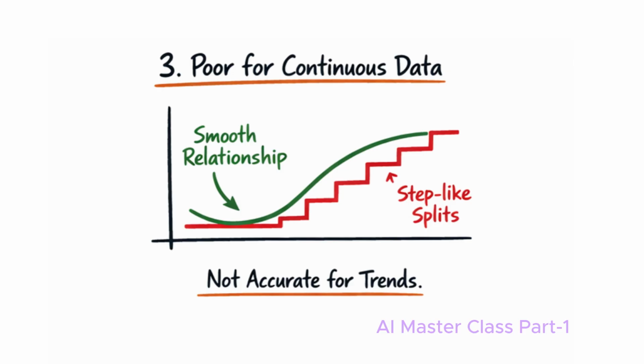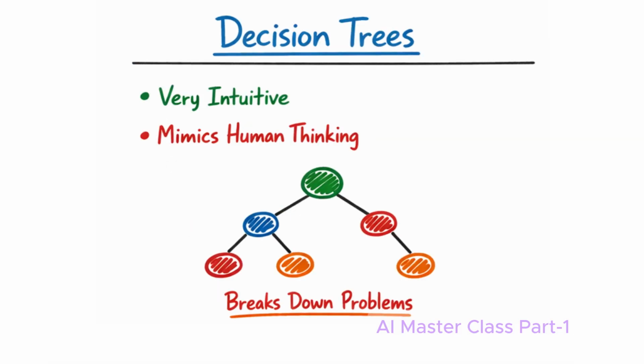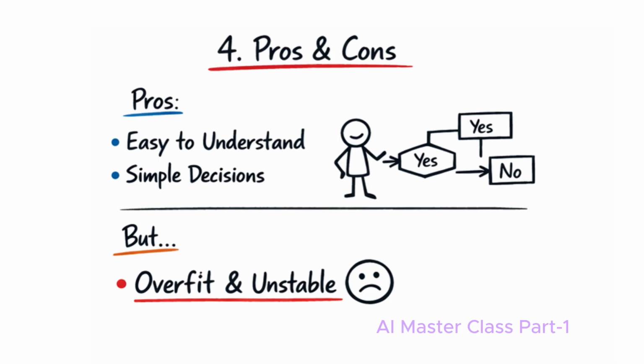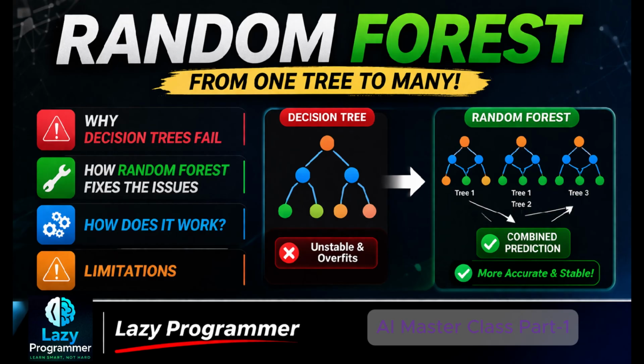So all in all, we can say that decision trees are very intuitive. They match how we humans think. They break complex problems into smaller decisions. But at the same time, they can overfit and become unstable. And that is exactly why we usually don't rely on a single tree.